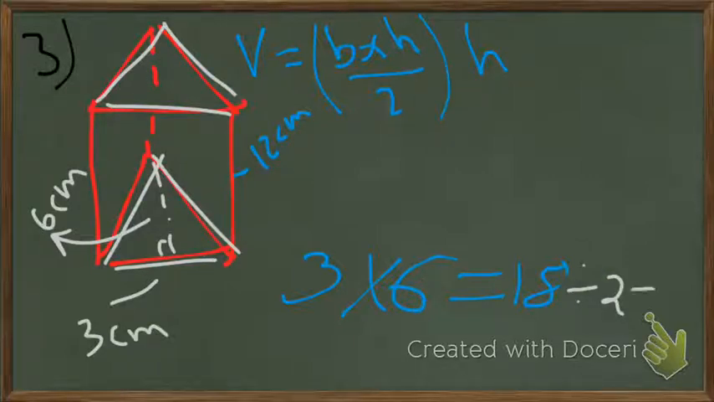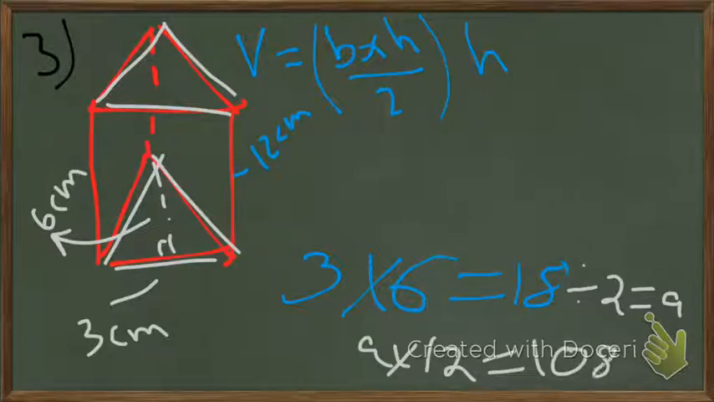9 equals 9. So 9 times 12. 100... 106... 102. No, it's more than what you've been saying. It's 108. Yeah, there you go. That's close. We were very close.